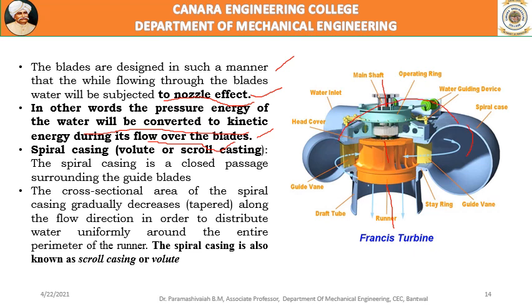The cross-sectional area of the spiral casing gradually reduces, that is, it is tapered along the flow direction, in order to distribute the water uniformly around the entire perimeter of the runner. So the spiral casing is also known as scroll casing or volute.